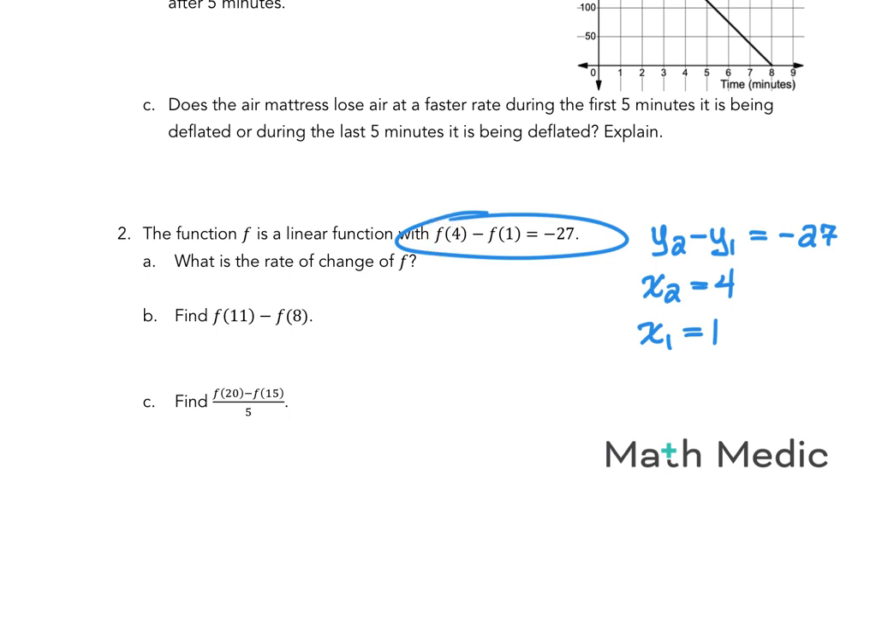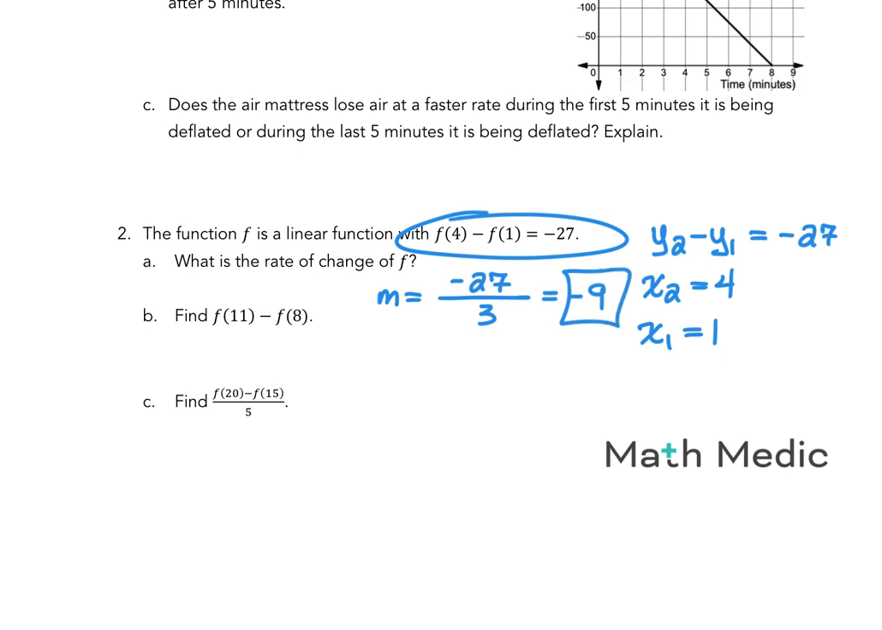f of 4 is saying the x value is 4. What is the y value? So for 4, what is the y value? f of 1 is saying the x is 1. What's the y value when x is 1? They're not telling us what those y values are. I don't know y2 and I don't know y1, but I know the difference between them is negative 27. And all of that allows me to find the slope: y2 minus y1 is negative 27 over x2 minus x1 is 3, so my slope is negative 9. So that's my rate of change.